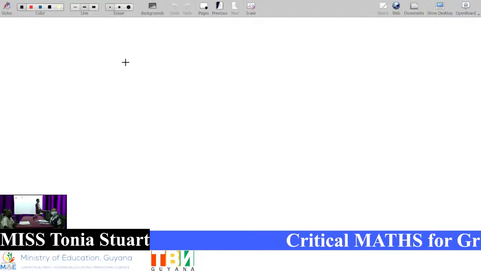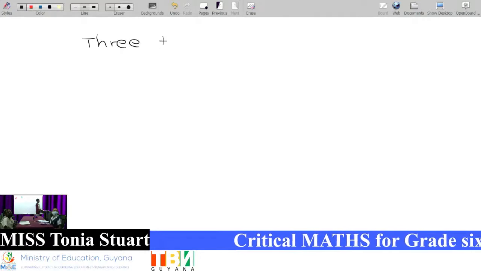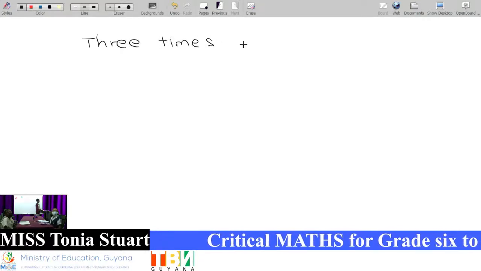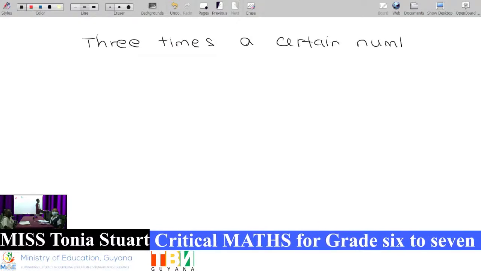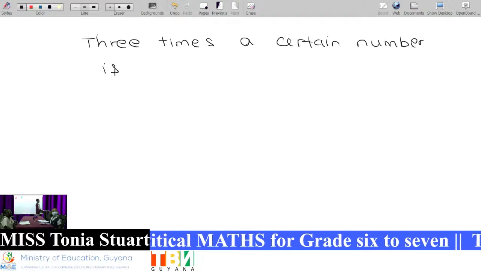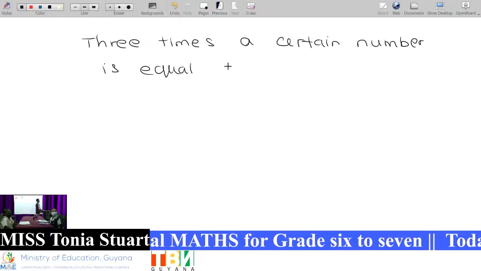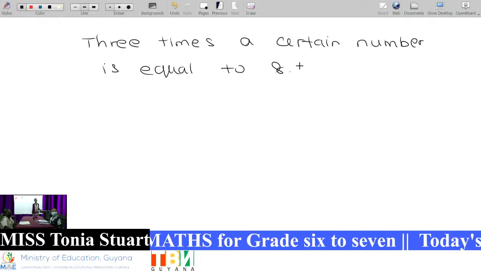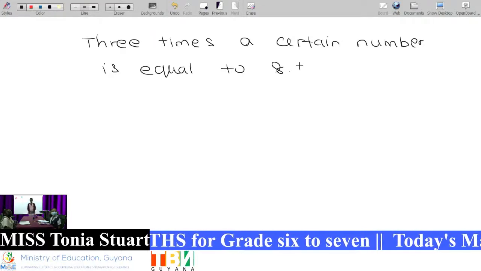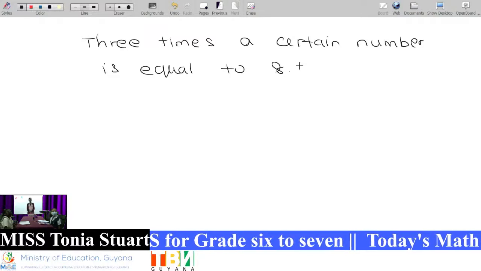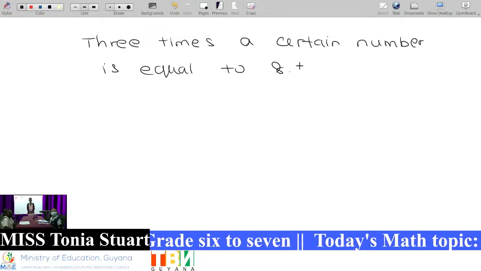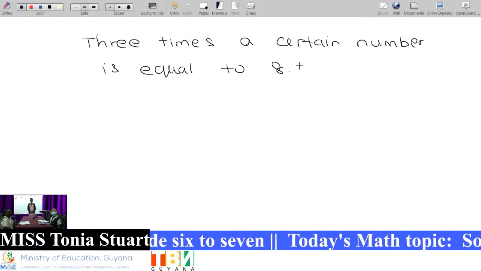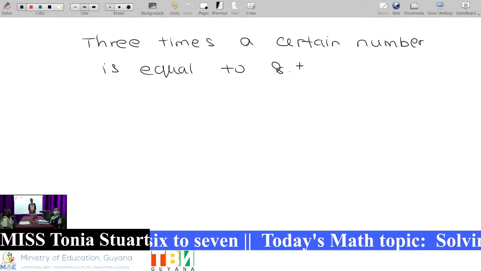Suppose I have 3 times a certain number is equal to 8. How would you represent that in mathematics or algebraically? 3 times. Do we know what the number is? No, so we let a variable represent that number. So what variable do you want to use?